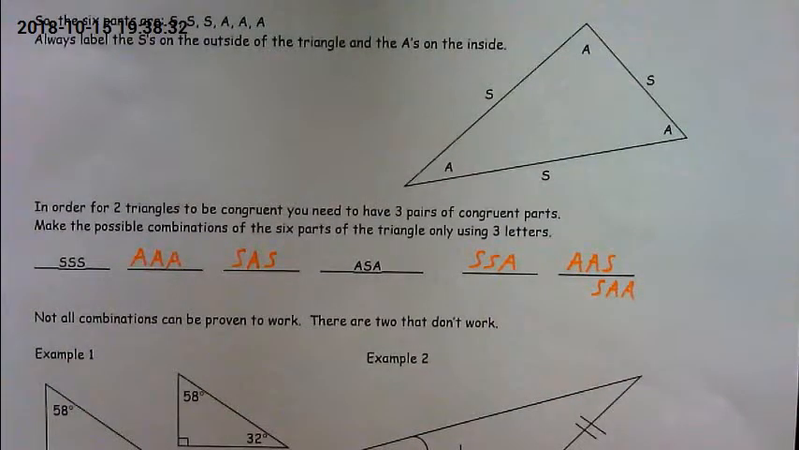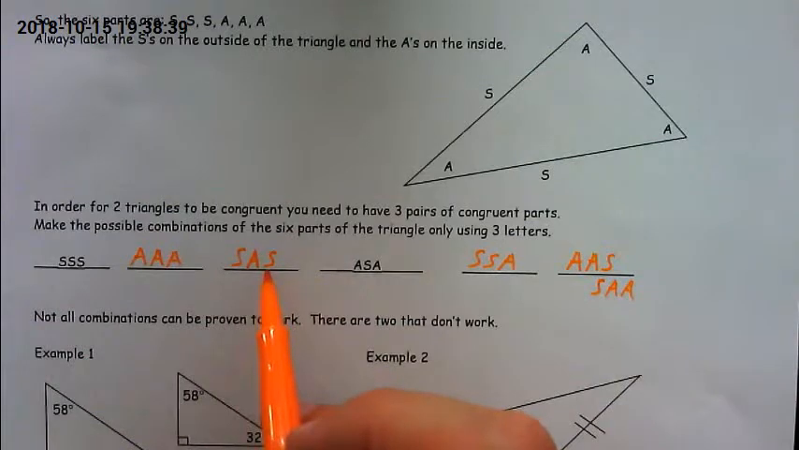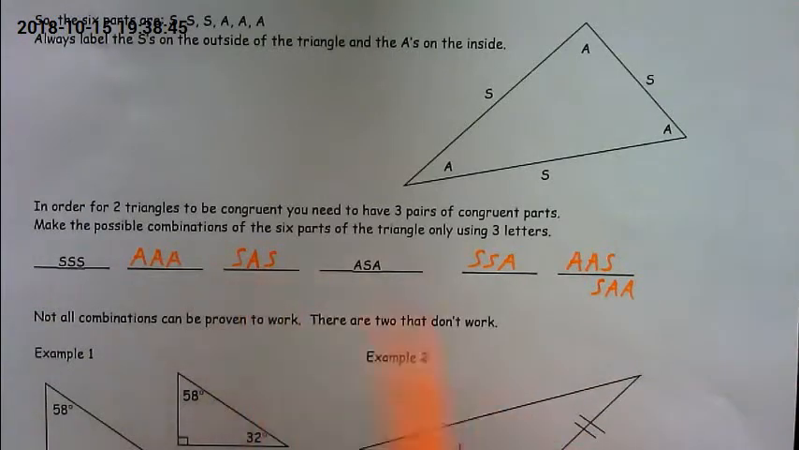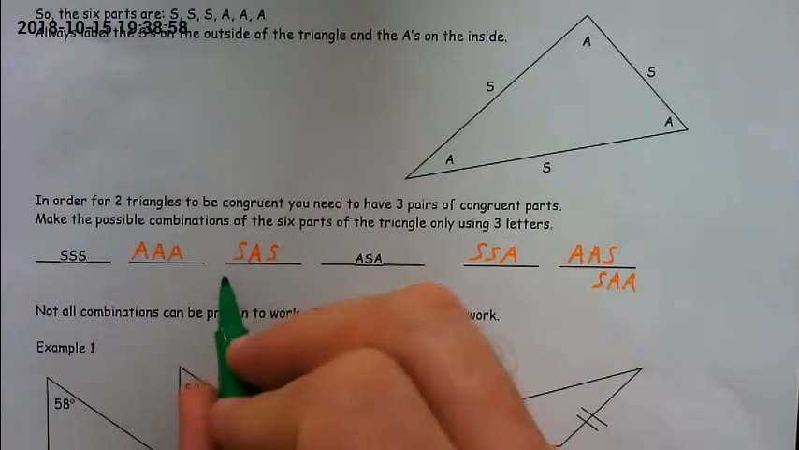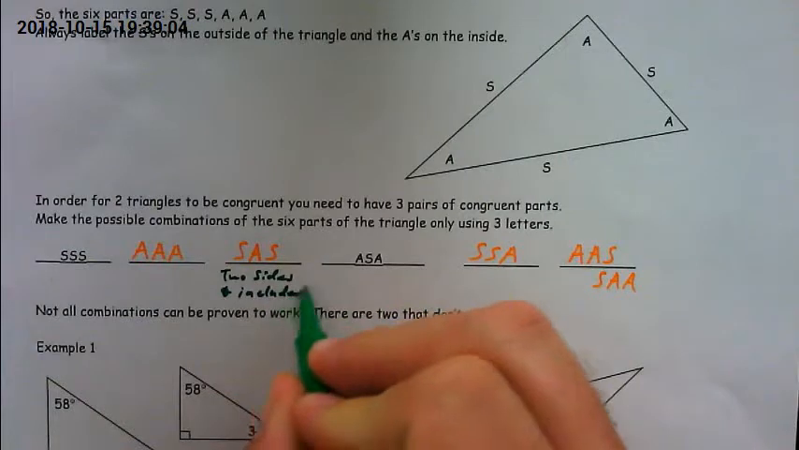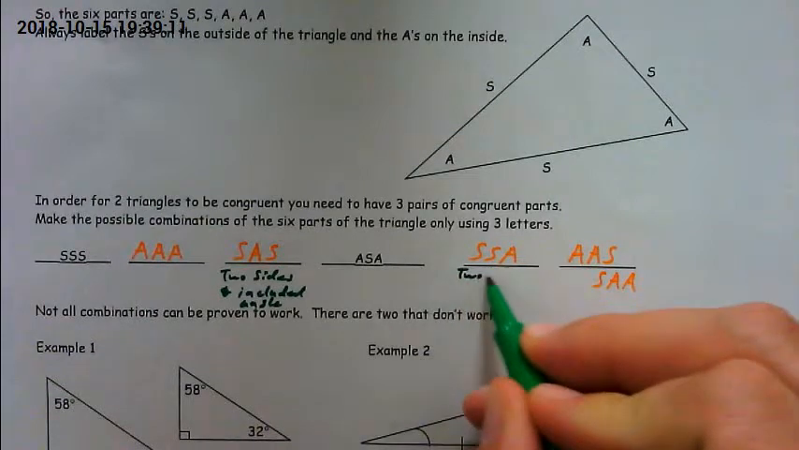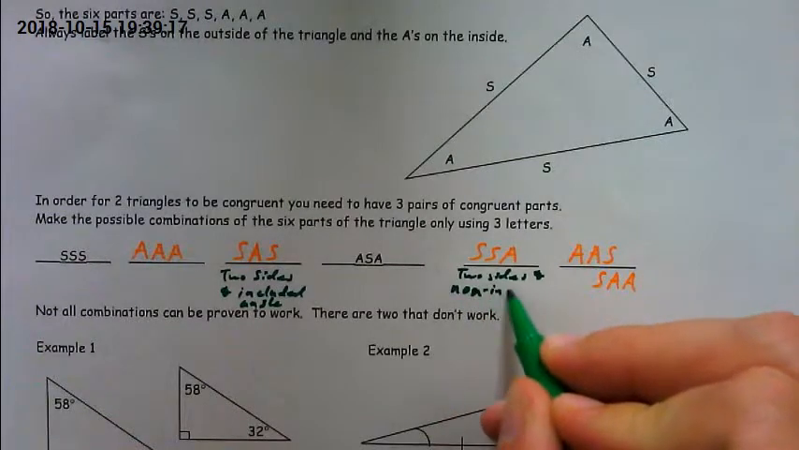Now, the difference between some of these, because you'll notice we have SAS and SSA. This is saying we have two sides and an angle. This is also saying we have two sides and an angle. Right? The difference between this one and this one is this is two sides and included angle. So tying back in the vocabulary from up at the top, if we're listing it in this order, it's saying we have two sides and an included angle. Whereas this one is saying two sides and the non-included angle.